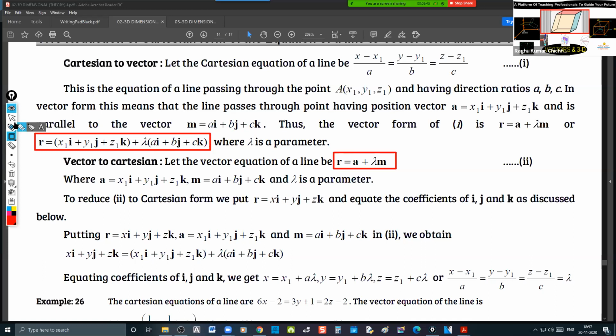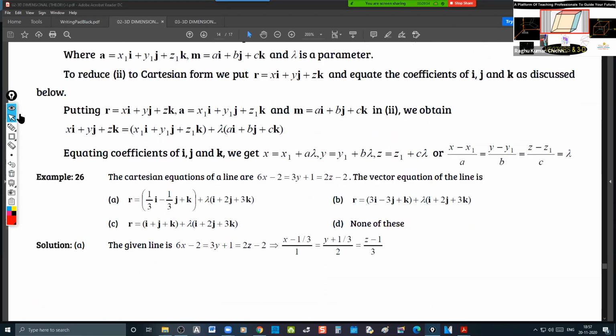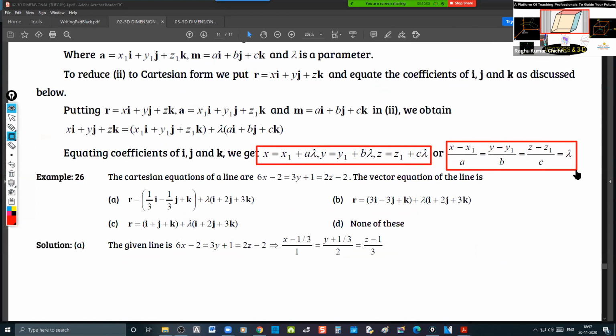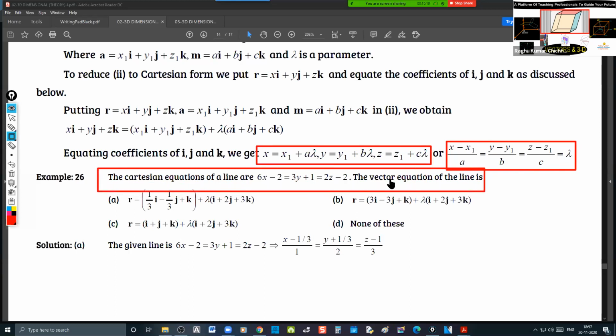Now, similarly, whenever the form of the line is given like this: x1 plus a lambda, y1 plus b lambda, z1 plus c lambda, then it can obviously be converted to the symmetric form: x minus x1 by a is equal to y minus y1 by b is equal to z minus z1 by c is equal to lambda. Now if the Cartesian form equations of a line are given like this, then the vector equation of the line, we have seen this yesterday. In the previous class also, we have worked out this problem.